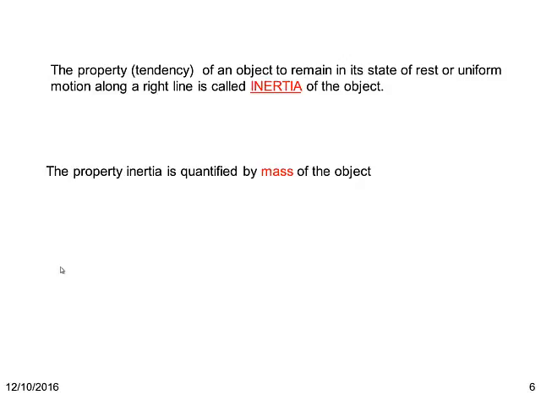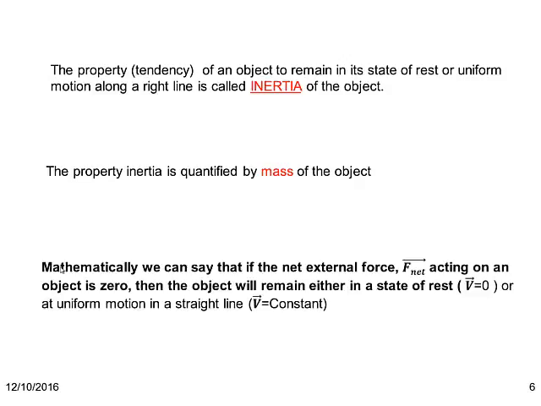Mathematically, we can say that if the net external force acting on an object is zero, then the object will remain either in a state of rest or at uniform motion in a straight line. That is, the velocity is constant.